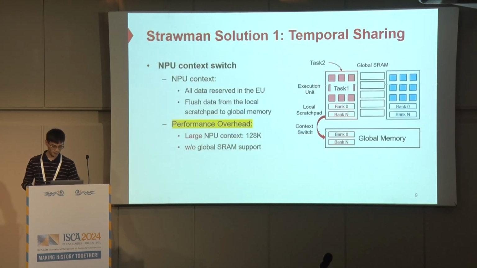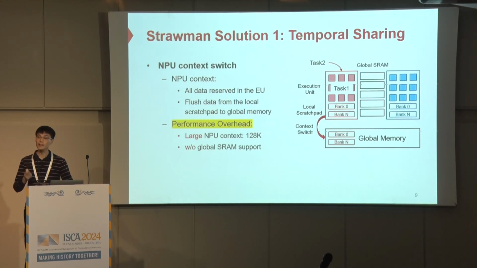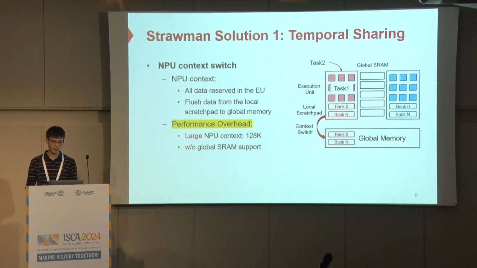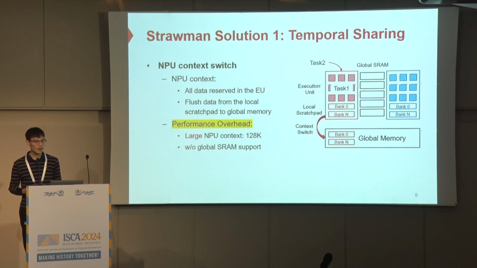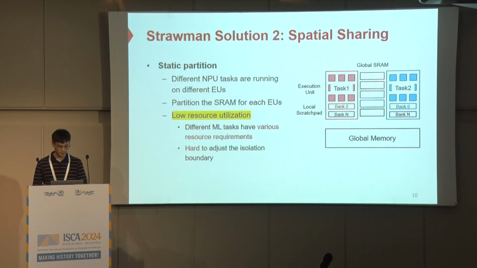There are several strawman solutions, like temporal sharing of the SRAM resource. However, it needs to load and store all data in the SRAM during task scheduling with a large NPU context. Moreover, temporal sharing is not suitable for global SRAM. Both of these limitations will introduce a large performance overhead.